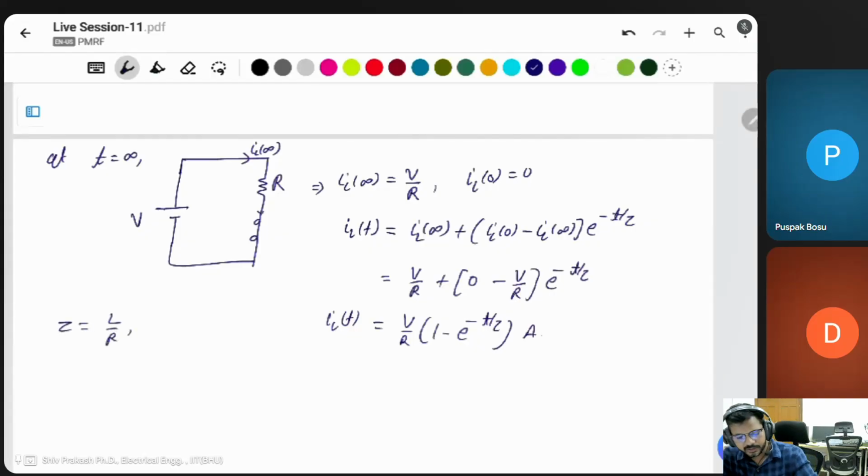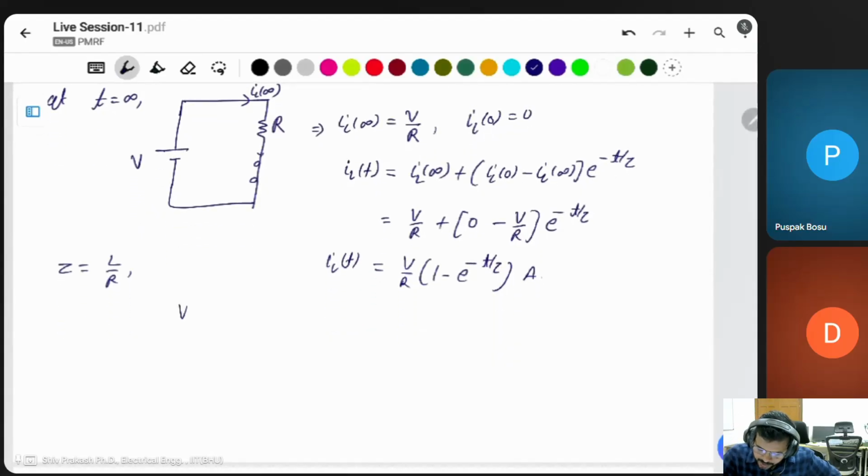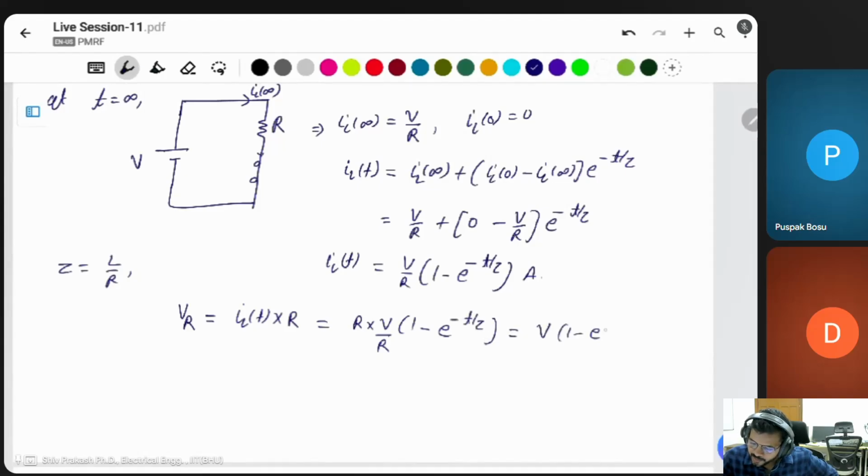We need to check another thing. The voltage across the resistor, VR, is I into R, which is equal to R into V by R into 1 minus e to the power of minus t by tau. That is V into 1 minus e to the power of minus t by tau. Here tau is L by R, so this will be R by L into T.